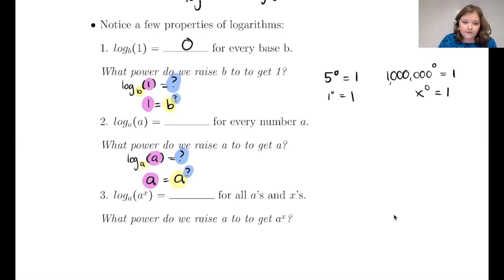So a being a to what power? We know, 3 equals 3 to the first power, 4 equals 4 to the first power. Anything is itself to the first power, so we know this question mark has to be 1. So whenever the base and the inside are the same, the log is 1.